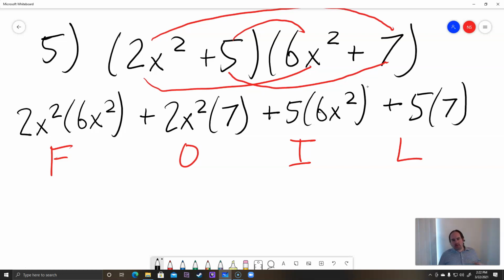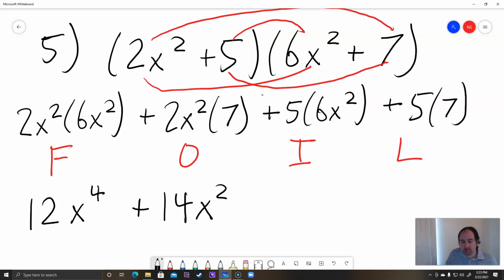Now this one's harder because it actually has more numbers, it has coefficients, and it also has x raised to a power. So it makes it more challenging. But we still use all the same rules here. So if we're doing 2x squared times 6x squared, we multiply the coefficients. So 2 times 6 is 12. And then we add the exponents. So we're going to have x to the 2 plus 2 is 4. So we're going to have 12x to the 4th for the first term. Now for the second term, multiplying 2 times 7, we get 14x squared.